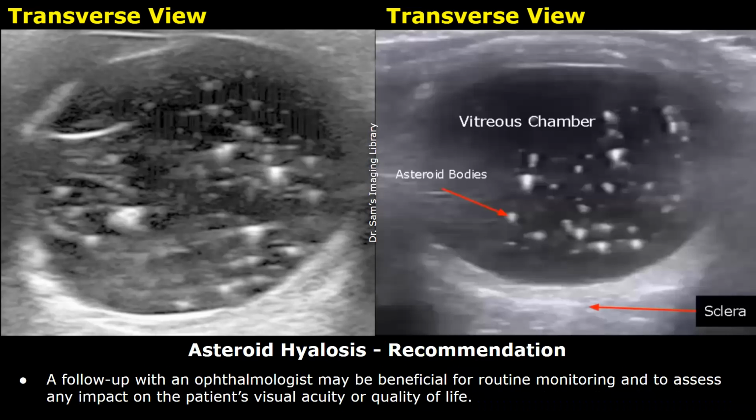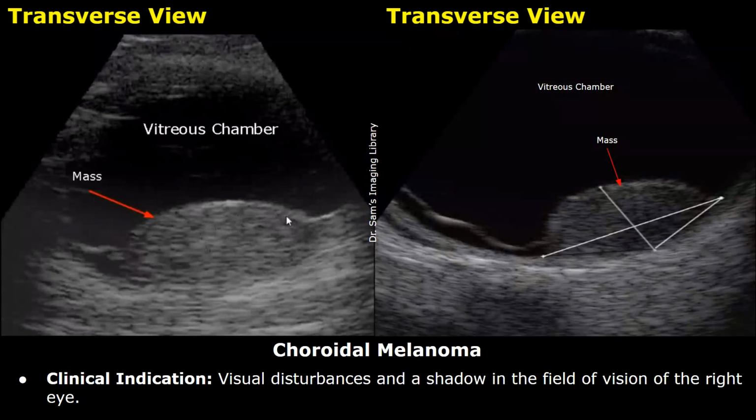A follow-up with an ophthalmologist is advised. This is a case of choroidal melanoma. Clinical indication: visual disturbances and a shadow in the field of vision of the right eye.